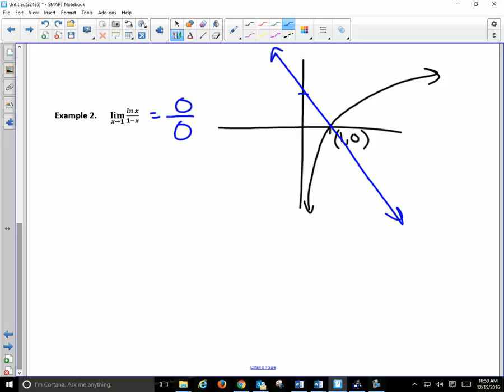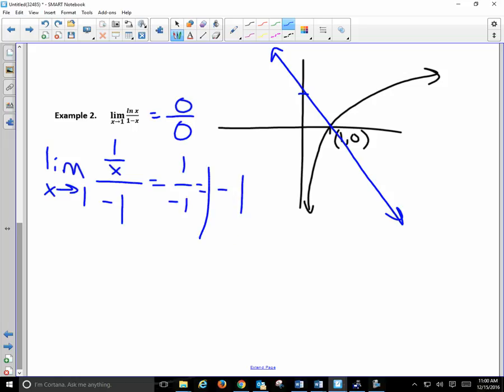Give up? No. L'Hopital. Do it. Limit as x goes to 1 of what's the natural log of x? Derivative, 1 over x. Good. What's the derivative of 1 minus x? -1. Sweet. Plug in 1, we get 1 over -1, which is -1.